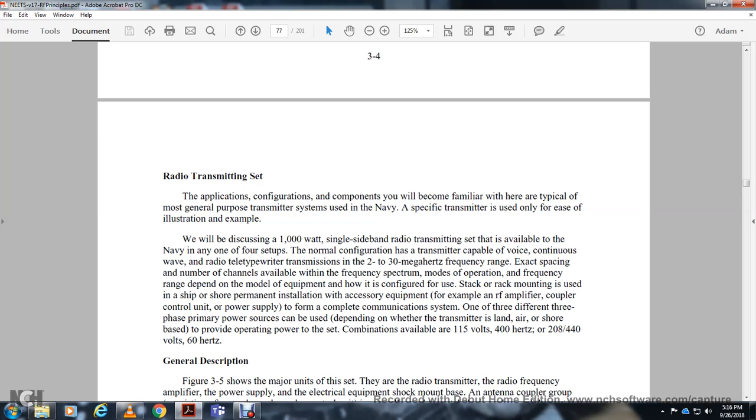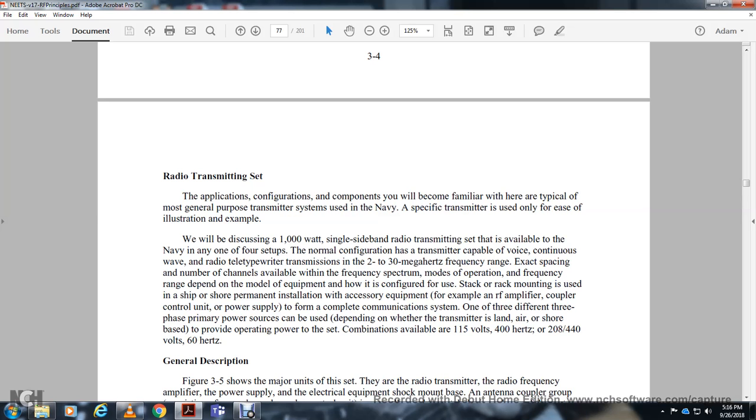The normal configuration transmitter system is able to handle voice, continuous wave, and radio teletype transmissions in the 2 to 30 megahertz frequency range. The exact spacing, the number of channels available, the frequency spectrum, the modes of operation, and the frequency ranges depend on the model of the equipment. However, the figure shows the rack mounting used in the ship with the shore permanent installation accessory equipment.